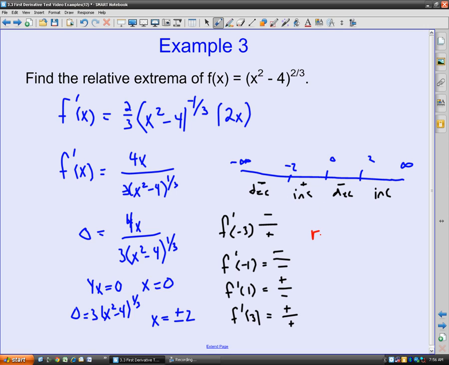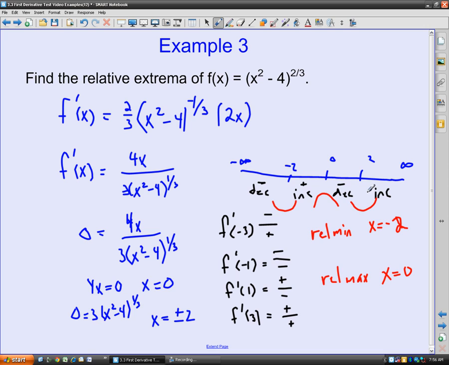at x equals negative 2, and we have a relative maximum at 0, because we're going increasing to decreasing. So we have a minimum at negative 2. We're going from increasing to decreasing. So we have a maximum at x equals 0. And then if we go from decreasing to increasing, we have another minimum at x equals 2.